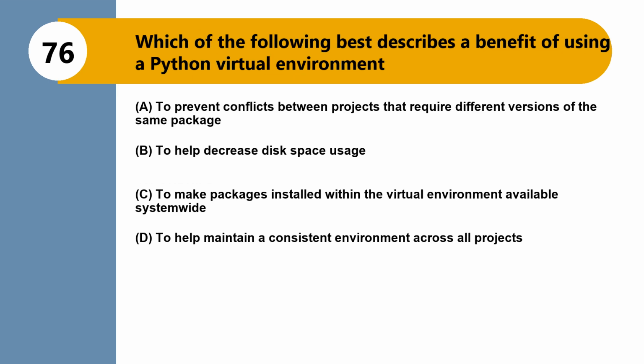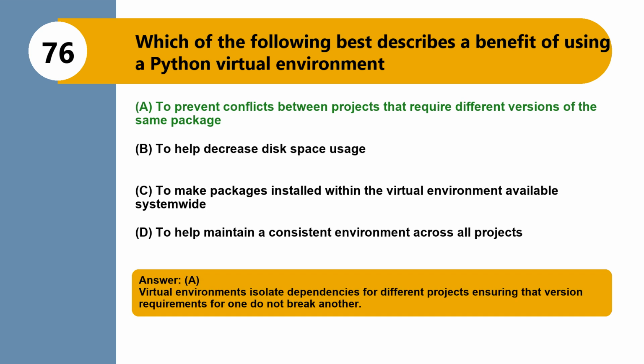Question 76. Which of the following best describes a benefit of using a Python virtual environment? Option A. To prevent conflicts between projects that require different versions of the same package. Option B. To help decrease disk space usage. Option C. To make packages installed within the virtual environment available system-wide. Option D. To help maintain a consistent environment across all projects. The correct answer is option A. To prevent conflicts between projects that require different versions of the same package. Virtual environments isolate dependencies for different projects, ensuring that version requirements for one do not break another.